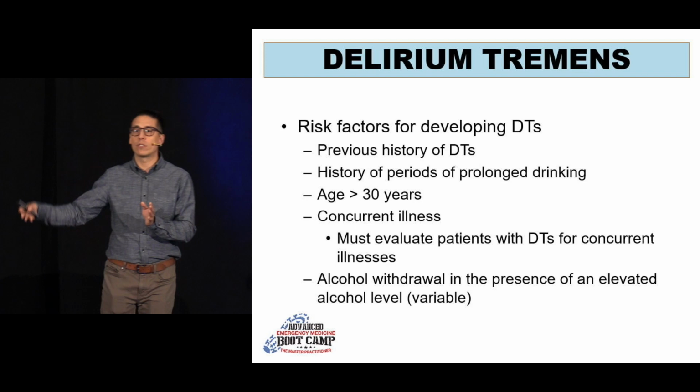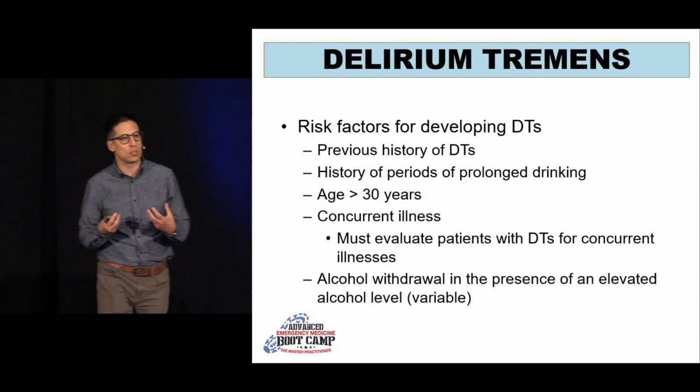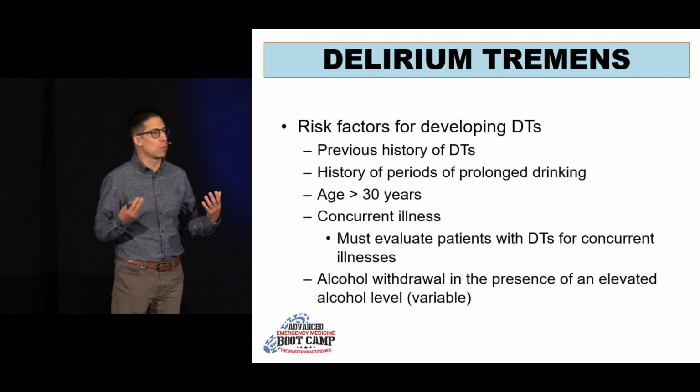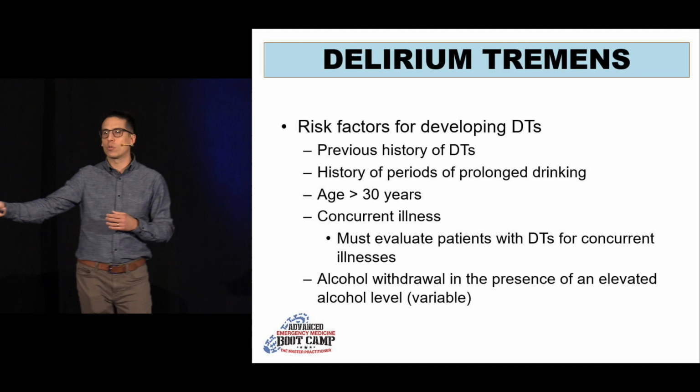It's pretty sad. Alcohol withdrawal in the presence of an elevated alcohol level makes sense, right? You think this is a marker of your professionalism as a drinker. If I can withdraw with a level of 265 milligrams per deciliter, I'm probably a pretty sick person. My alcohol consumption is pretty high. It doesn't really fall out, right? Because you can imagine there's some people that get really sick because they're at level 0 when they present. There's some people that are at level 100 when they present and they're just really attuned to it. It's kind of a mixed bag across studies.